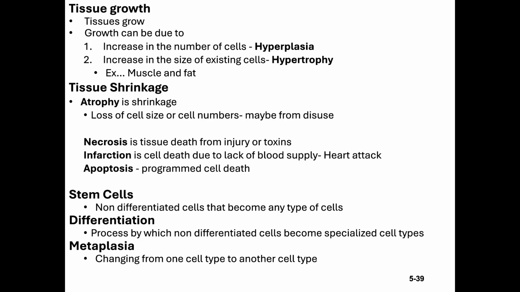And the opposite of growth is atrophy. Atrophy means shrinkage. It could be a loss of cell size. Cells can become smaller, or it can be a decrease in the number. What do you mean by necrosis? Cell death, yeah. Cell death is necrosis due to injury, toxins, all these things.